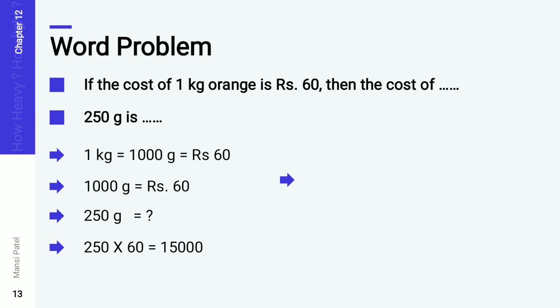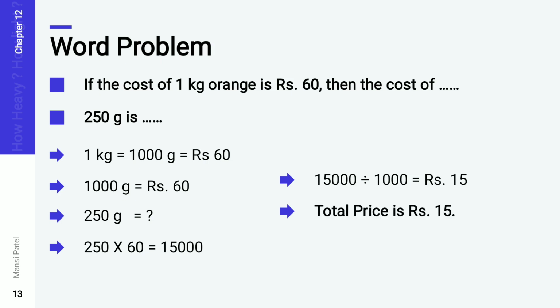So here what do you want to do? Here we have to do the division. Division of what? The answer of multiplication. So the answer of multiplication is 15,000. Do the division. 15,000 divided by 1000. So what is the answer? 15 rupees. Therefore, we can say that the total cost of 250 gram is rupees 15.